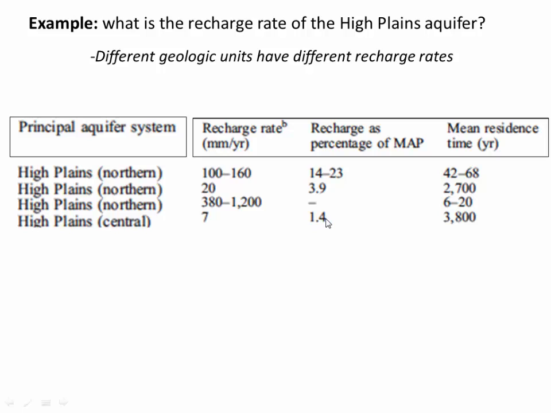And just to put that in perspective, in the central part, that's only about 1% of the mean annual precipitation that actually is able to recharge. In the northern part, it might be up to 20%. So again, not much of that precipitation is making it back into the aquifer.